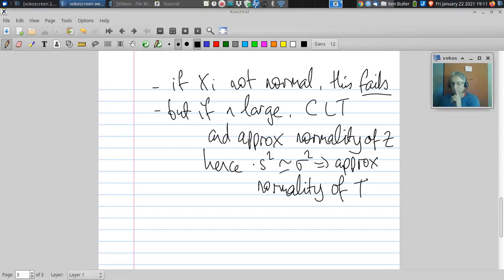But the consideration about normality is in conjunction with the sample size. If your sample size is bigger, then normality matters less because you have the central limit theorem. If the sample size is not big, normality is important. If you don't have it, you're in trouble. So that's the one sample case. If n is not large, then we don't know what happens.